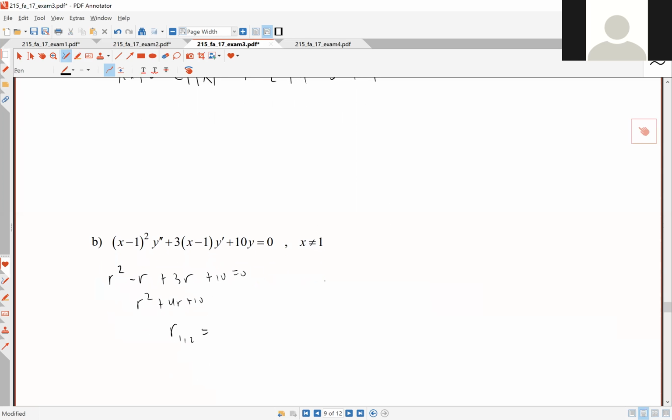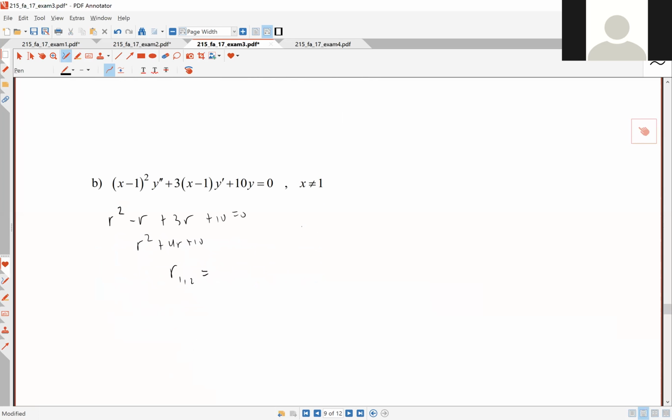This gives us imaginary solutions, negative 2. Did I do something wrong here? Yeah, 3r minus r is 2r. Negative 2 plus or minus the square root of b squared minus 4ac divided by 2a. That's negative 2 plus or minus 4 minus 40 is the square root of negative 36. And so that's negative 1 plus or minus 3i.